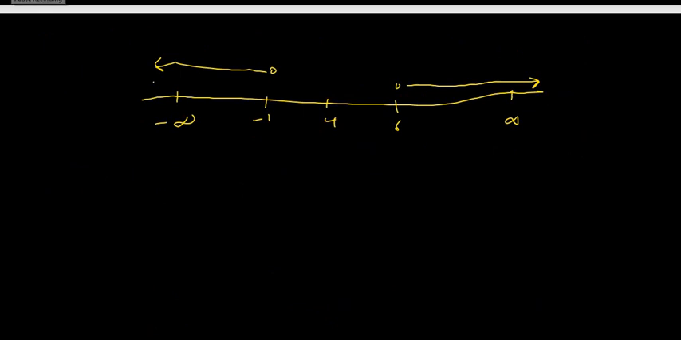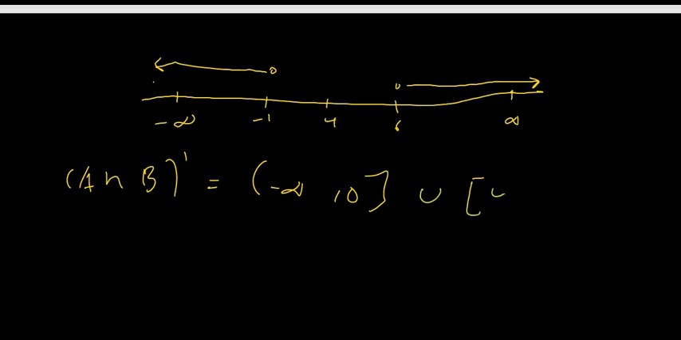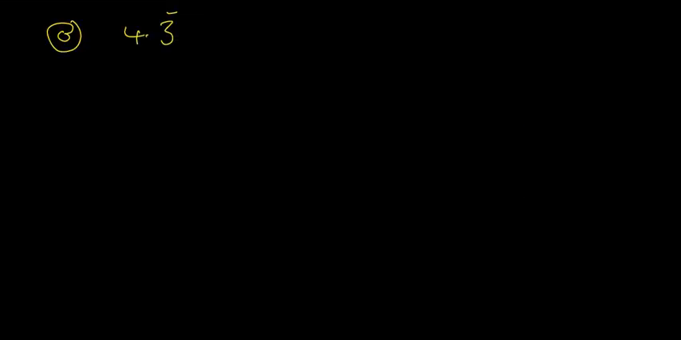So here we can conclude to say A intersection B complement will be just from negative infinity to 0, then union 4 will be included to negative infinity. Okay, let's see the follow-up question.